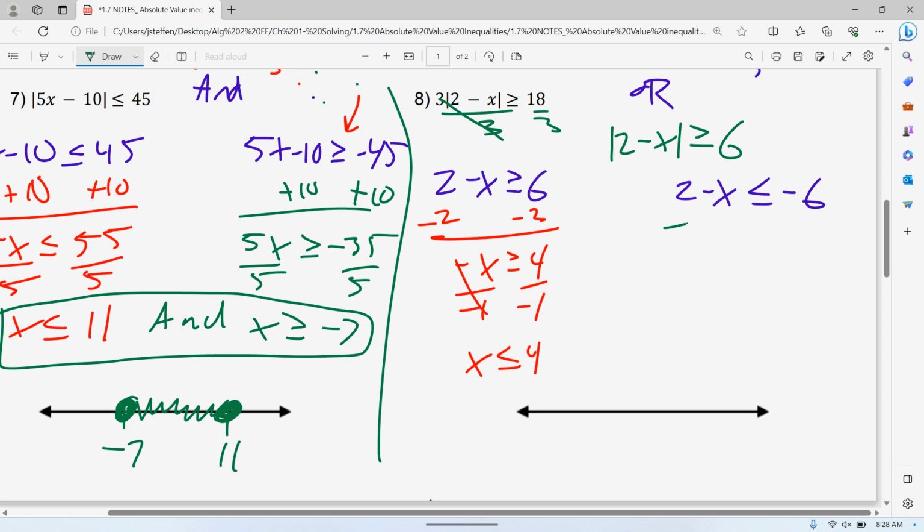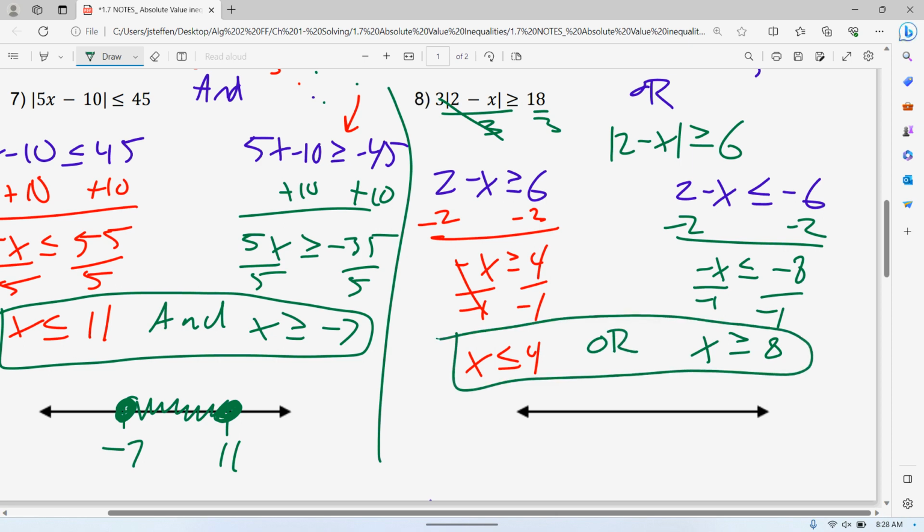Same thing with this other one. The good news is if you had to flip that sign, hopefully you remember to flip this one because it's going to be the same thing. We divide by -1. X is greater than or equal to +8. And this is an OR problem. So that's the first part of our answer. That's the hard part.